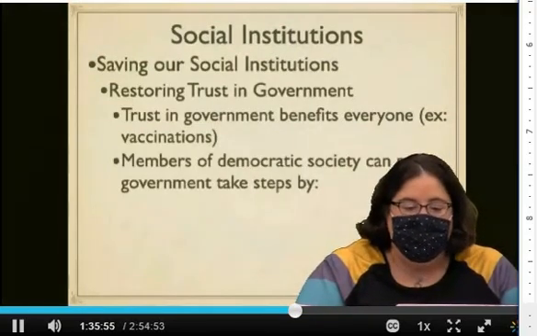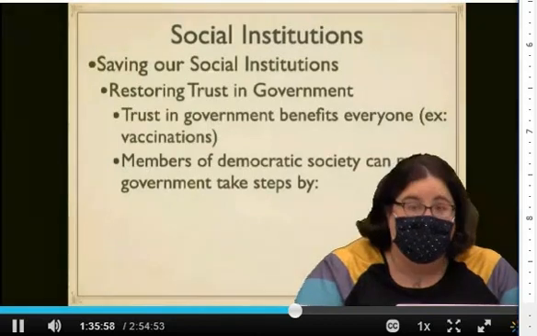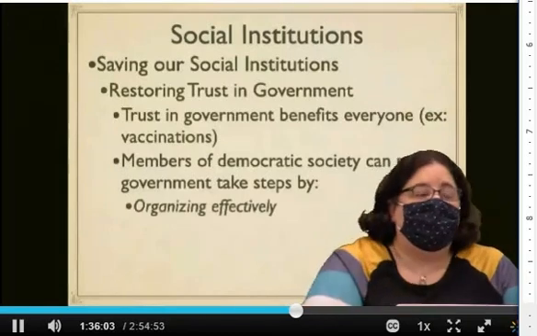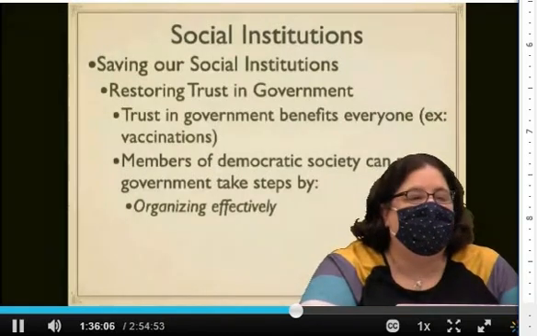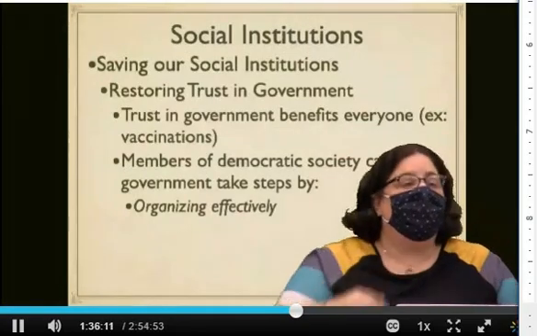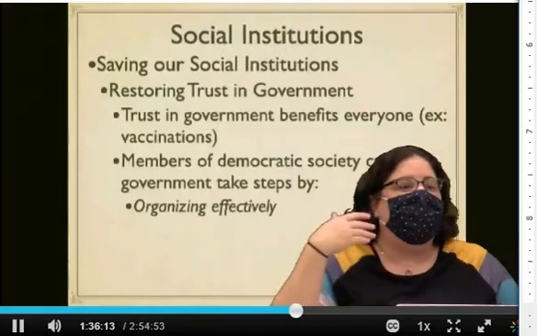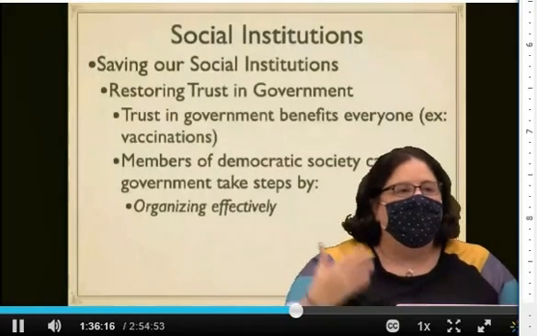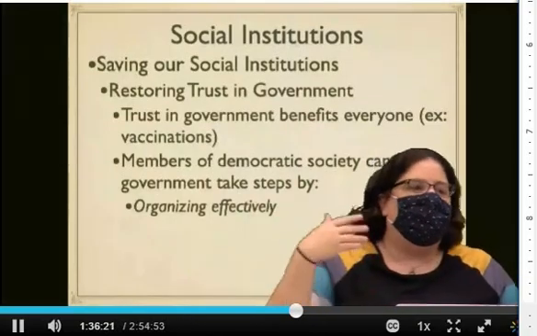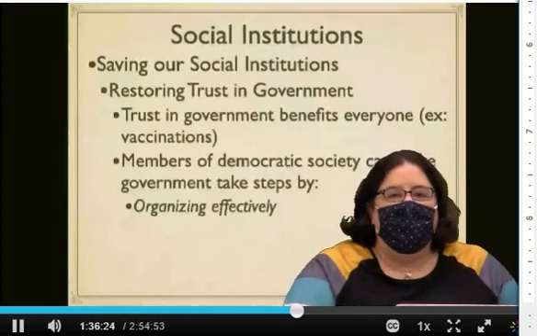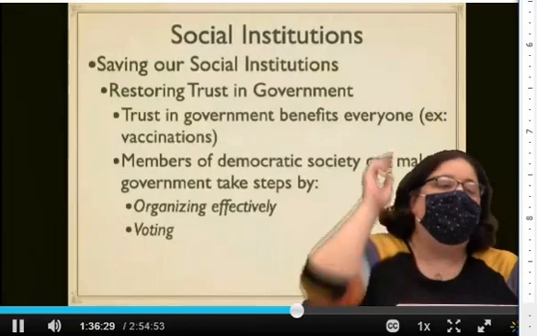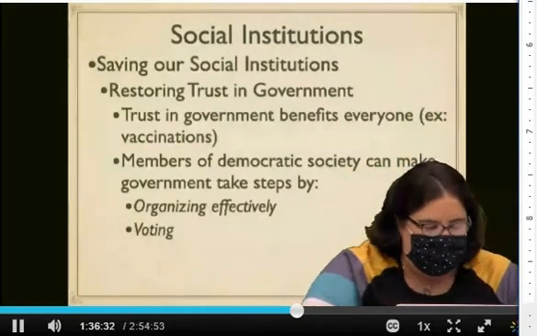And finally, members of a democratic society can make the government take some of those steps from the last slide by doing exactly what Mimi described earlier, which was organizing effectively. She was talking about like in the 1960s and 70s, right? Especially the young generation at the time, the college students and young adults of those eras were very good at organizing effectively, right? Protests and marches and making their voices heard. The other way to make the government do what you want it to do is by exercising your right to vote, which we also talked about before the break.